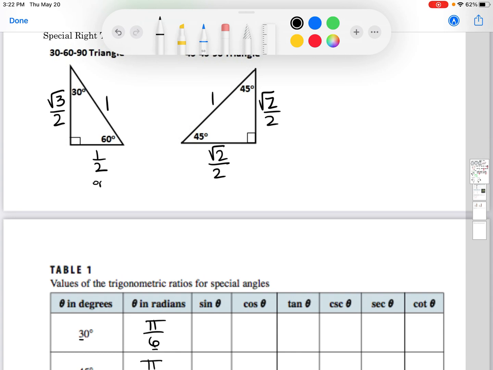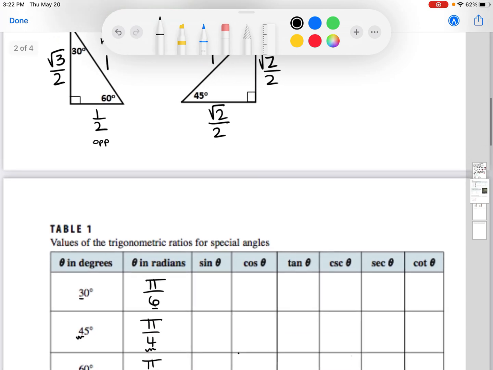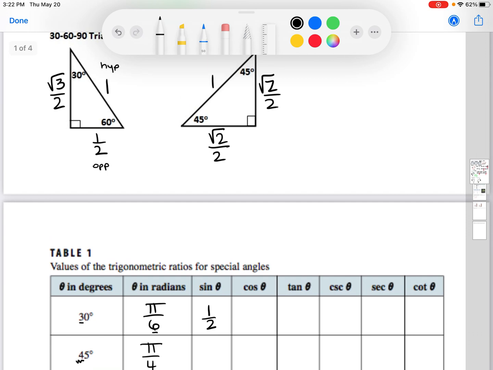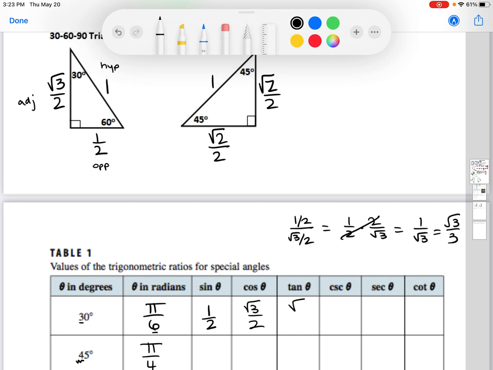So if I want to find the sine of 30 degrees, that would be the opposite side. This would be the hypotenuse. So that would be 1/2 over 1, or just 1/2. If I wanted to find the cosine, it would be the adjacent over the hypotenuse, root 3 over 2 over 1, which is just root 3 over 2. And if I wanted to find tangent, it would be opposite over adjacent. So that would be 1/2 over root 3 over 2. If I keep change flip, that's 1/2 times 2 over root 3. That's going to give us 1 over root 3, or root 3 over 3.